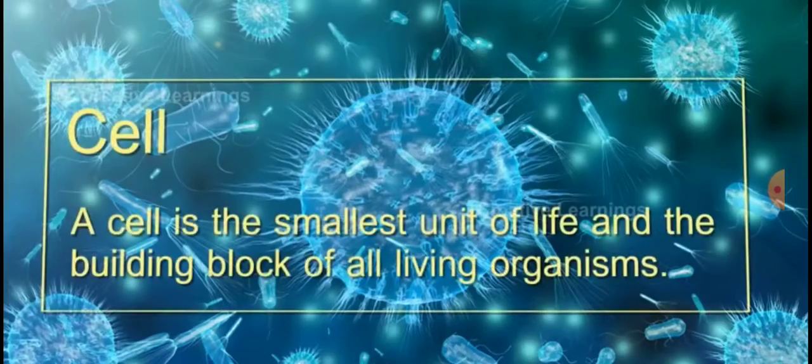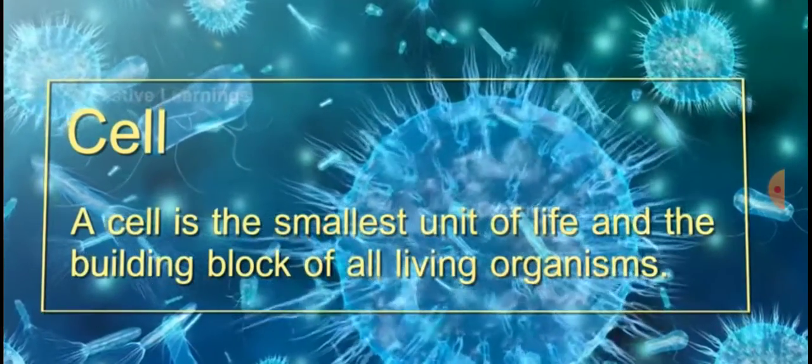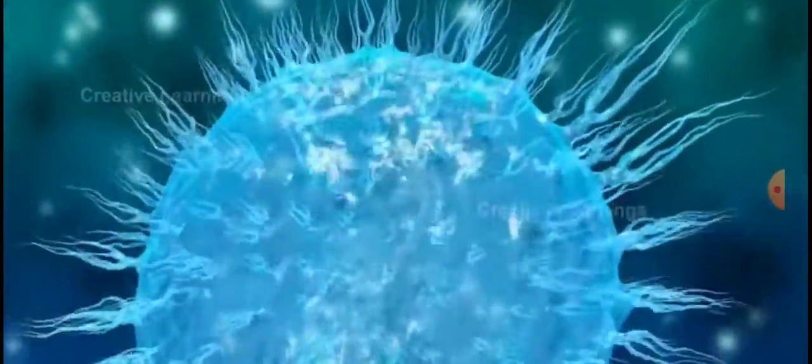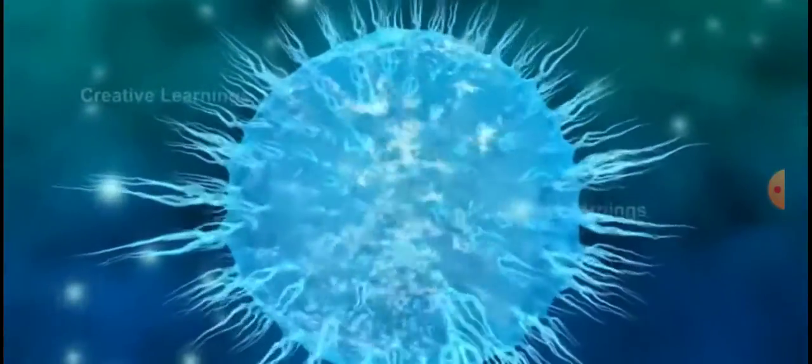Robert Hooke discovered cell in the mid-17th century with a simple microscope and marked the genesis of an exciting era of cellular biology. A cell is the smallest unit of life and the building block of all living organisms. Understanding what makes up the cell and how a cell works is fundamental to all the biological sciences such as biotechnology, genetic engineering, and molecular biology.